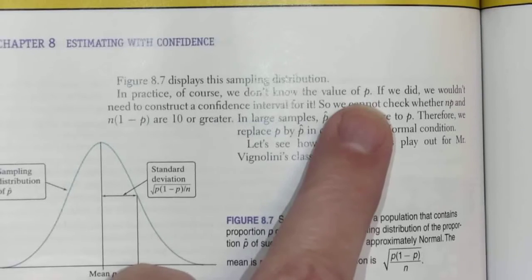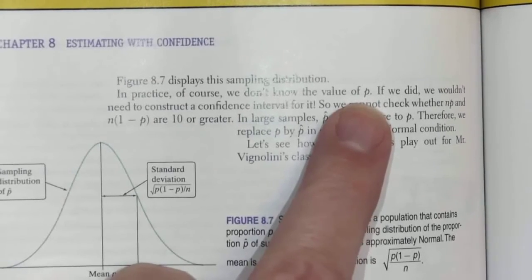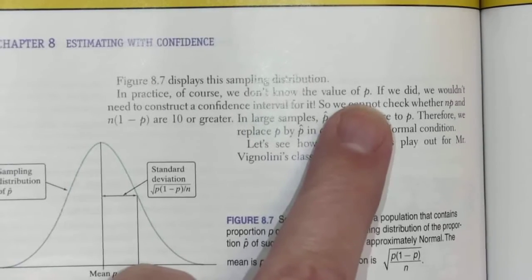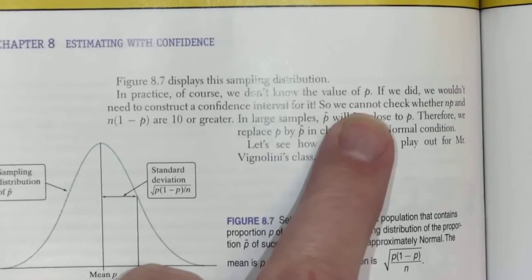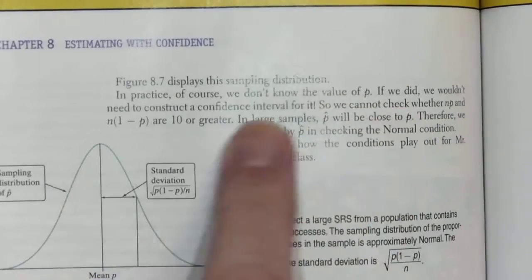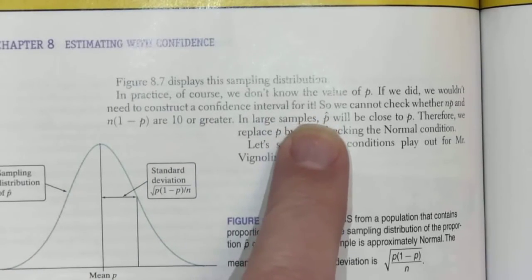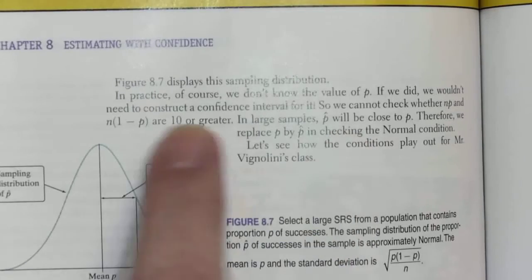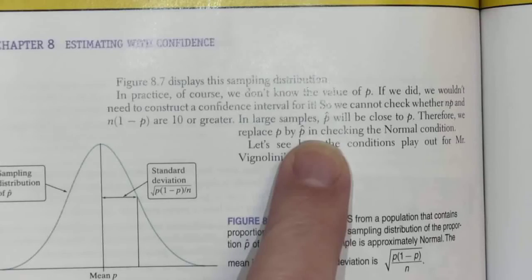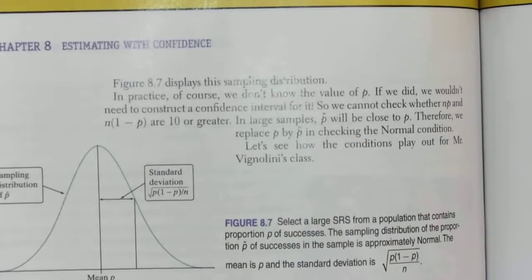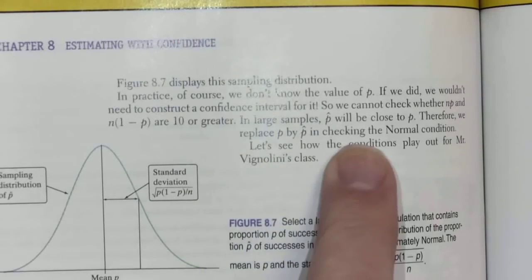That is whatever, in this case, a red bead. But we're going to have a statistic, a sample. So we are going to base everything that we estimate off of that. Okay, if we did know that, then we wouldn't need to construct a confidence interval in the first place. We would already know it, right? So we cannot check whether n times p or n times 1 minus p are 10 or greater. In large samples, p hat will be close to p. So therefore, we can replace p by p hat in checking the normal condition.